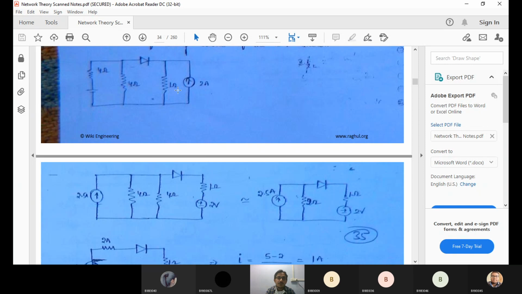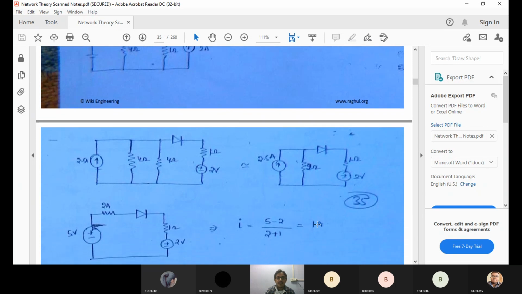And this can be converted to a voltage source. So your V is equal to I into R. I is 2 and resistance is 1. 2 into 1 is 2 volts. Sorry, the symbol with plus and minus always indicates your current direction. The current direction means it is on the plus side, and a resistor is connected in series with it. Your 4 ohms and 4 ohms are both connected in parallel, so the combination will become 2 ohms. So this is 2.5 amperes.